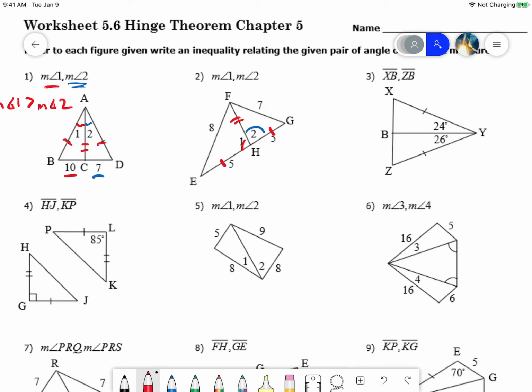So since FH is shared, now we can apply our hinge theorem, and since we were trying to figure out which angle is greater, angle 1 or angle 2, we need to look at the opposite sides. The side opposite angle 1 is 8, and the side opposite angle 2 is 7. So since measure of angle 1 opens up to a greater side than measure of angle 2, we know that it is bigger. So again, measure of angle 1 is greater than the measure of angle 2.